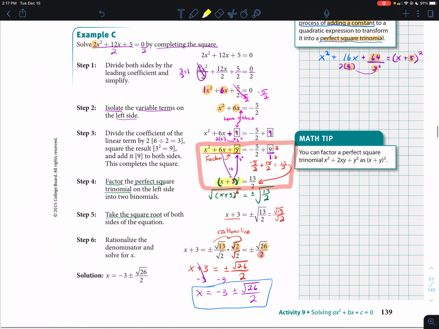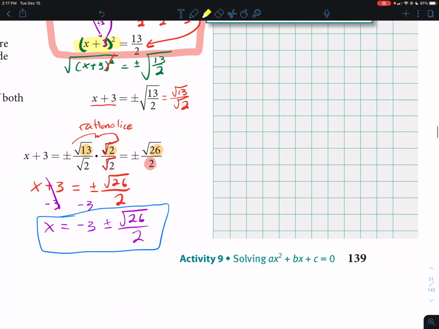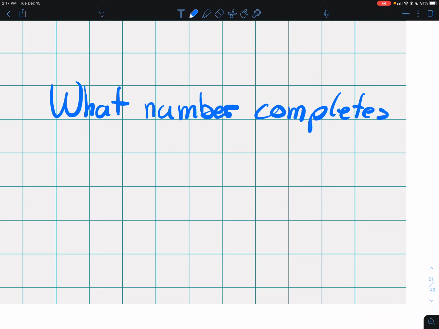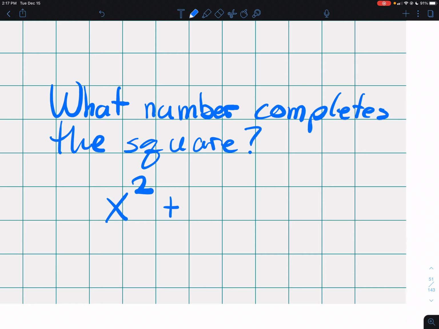So I'm going to pause right here and I want you to answer this question for me. What number completes the square? So if I gave you x squared plus 15x, what number would I put in the blank here to make this a perfect square? Okay, I'm going to stop and let you answer that.